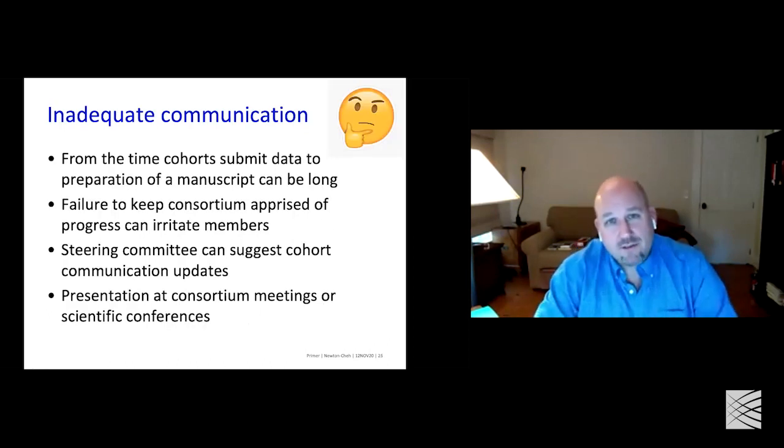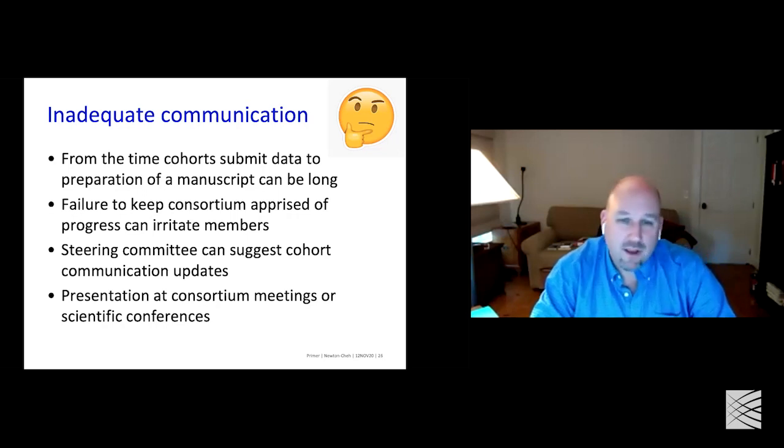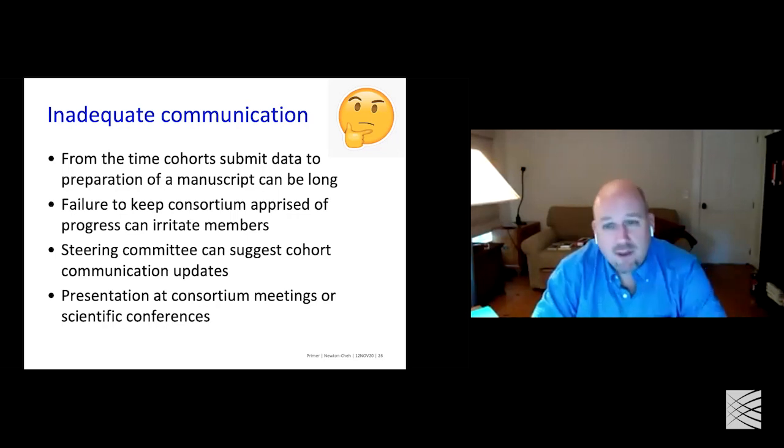Inadequate communication certainly can arise and lead to frustration. The time from when cohorts submit data to preparation of a manuscript can be relatively long. Failure to keep the consortium apprised of progress can be irritating to members. The steering committee can suggest cohort communication updates, and kind of remind the people who are down in the trenches doing the work, maybe this is a good time to give an update to the consortium.